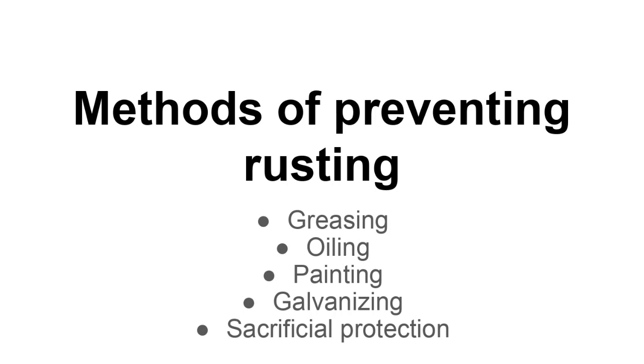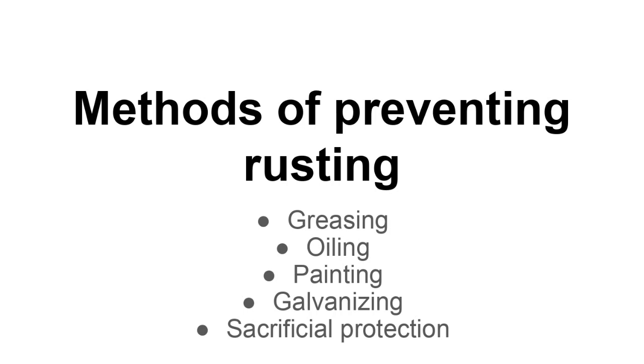We have oiling and greasing. Now, this one is usually applied on the moving engine parts where other methods cannot be used due to friction, and it keeps out water from that part.